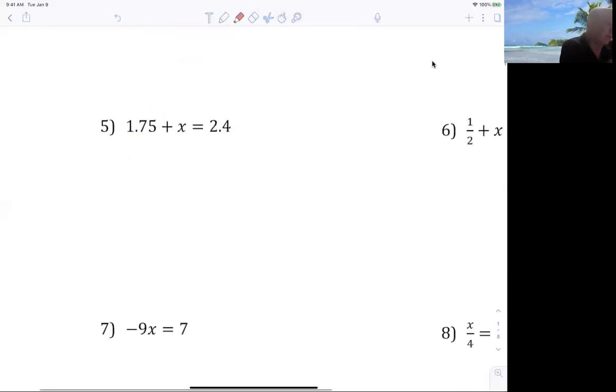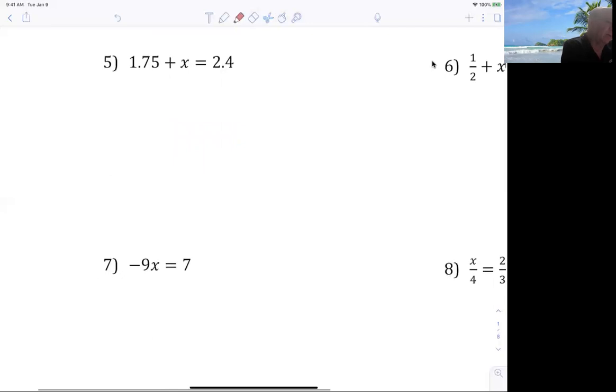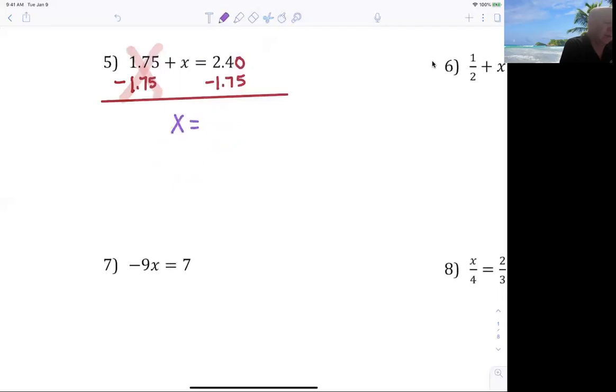Number 5 is a nice problem because it's got a decimal. We're going to review decimals now. We're going to subtract 1.75 from both sides. Don't forget when you're doing decimals, line up the decimals. Now again, these cancel, and you are left with x equals.